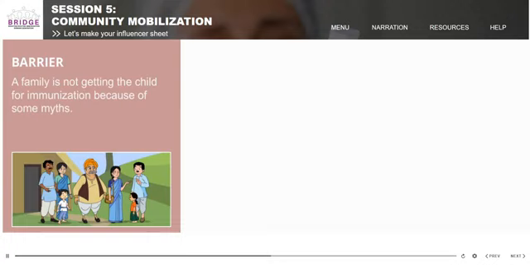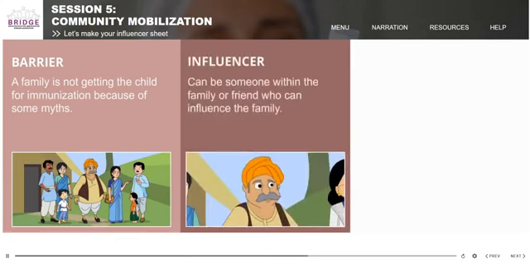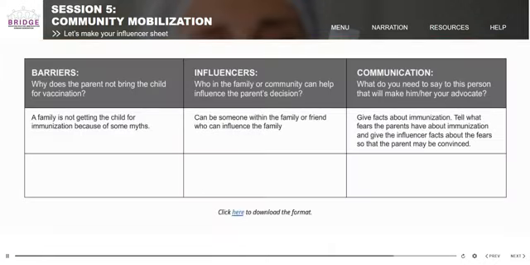Barrier: a family is not getting the child for immunization because of some myths. Influencer: someone within the family or a friend who can influence the family. Communication: give facts about immunization. Tell what fears the parents have about immunization and give the influencer facts about the fears so that the parent may be convinced. You may like to populate this sheet for your area and share it with your MO during your monthly meeting. You may also like to upload your sheet on this link, and we will get back to you with our review.